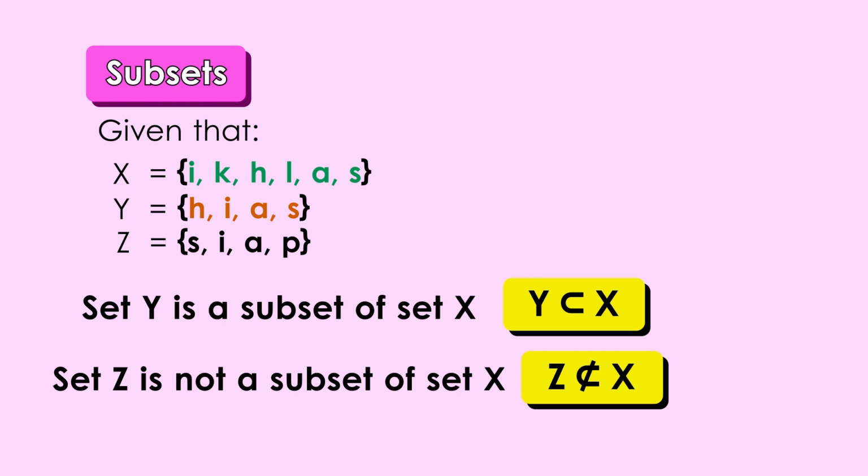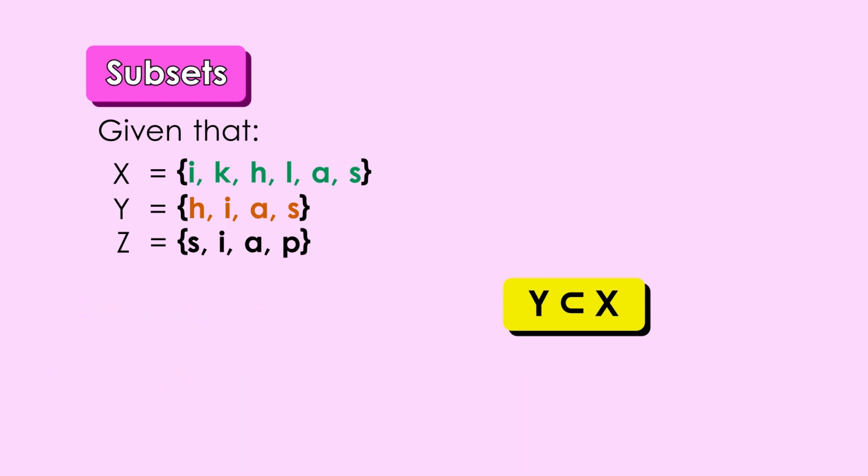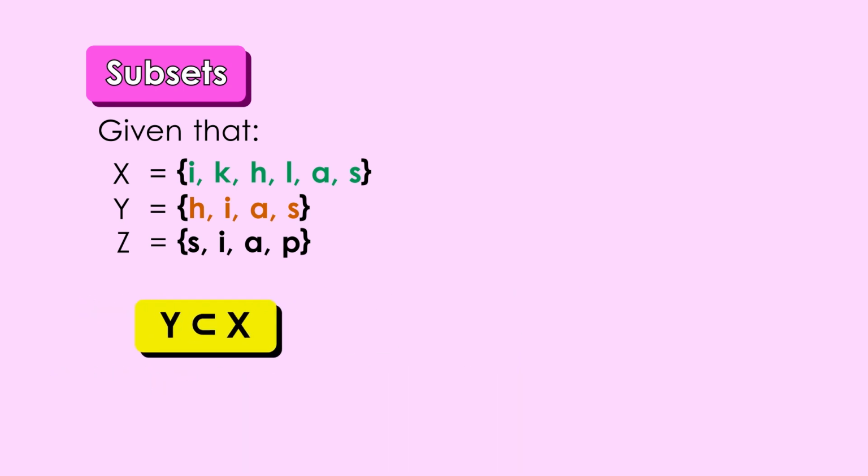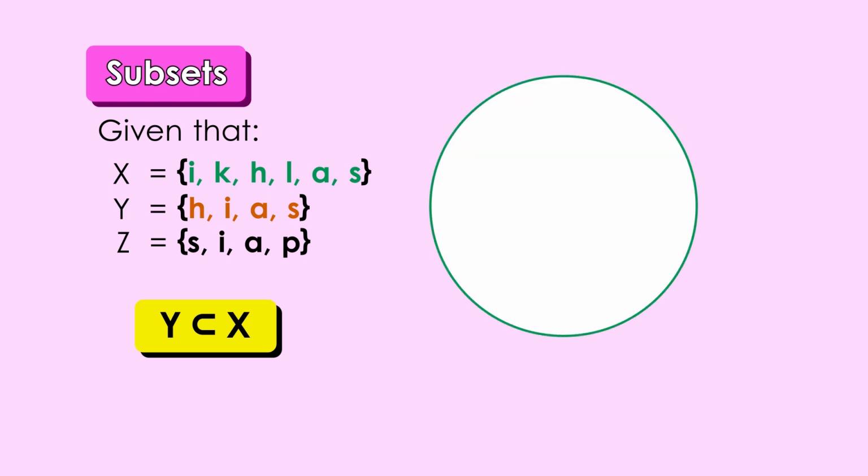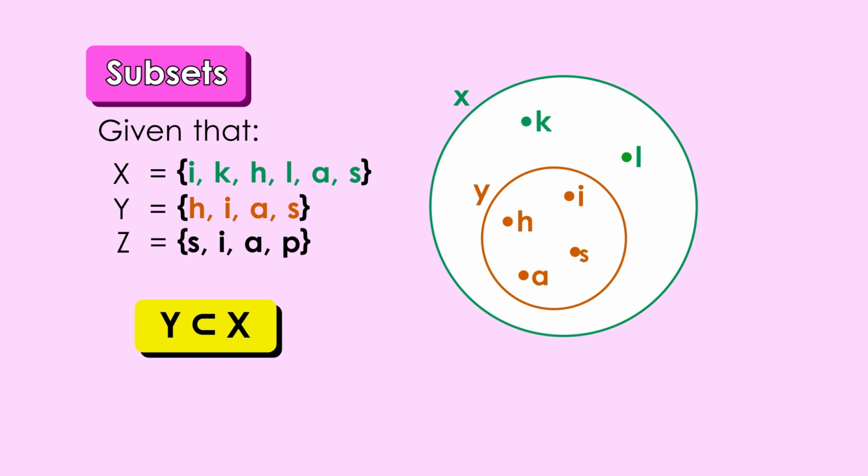Let's learn how to represent set Y as a subset of set X using a Venn diagram. For Y subset X, the circle that represents set Y is drawn inside the circle that represents set X, as shown in the Venn diagram. The elements of each set are written accordingly.